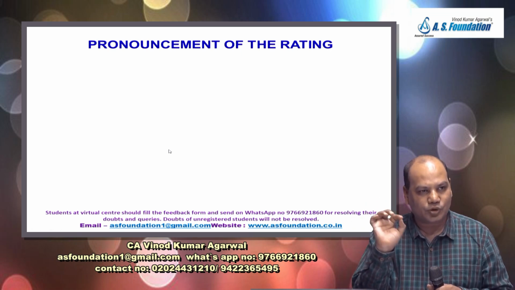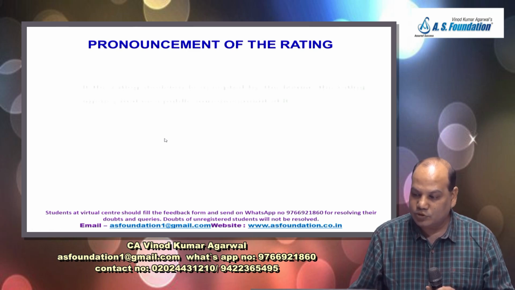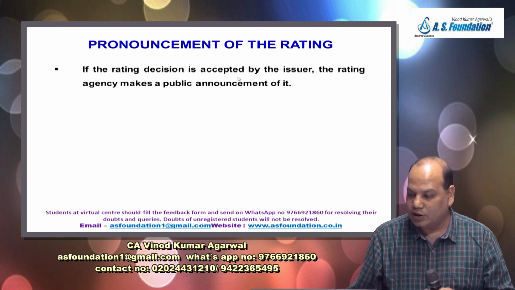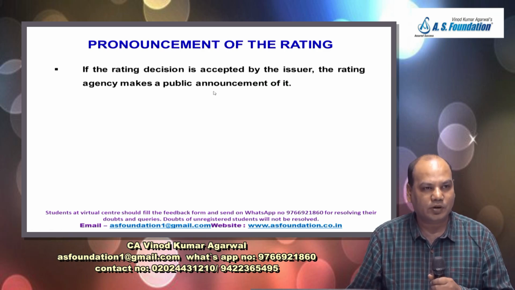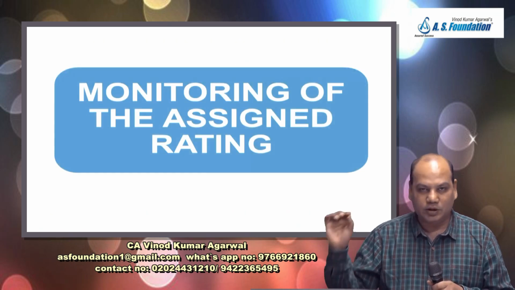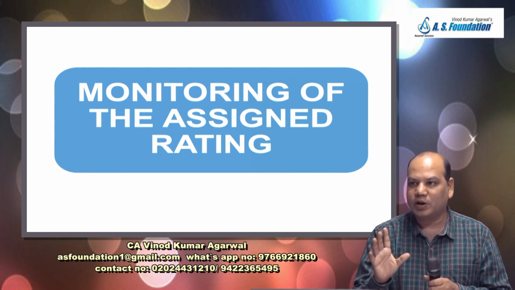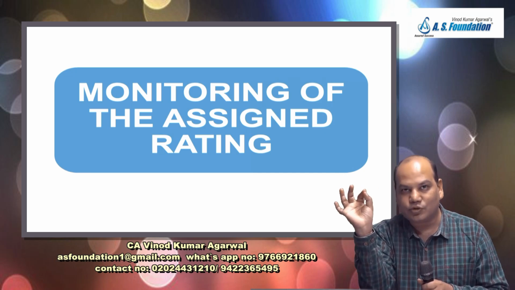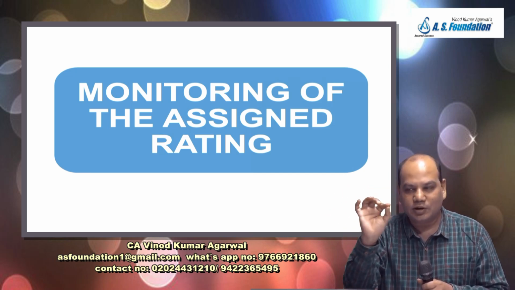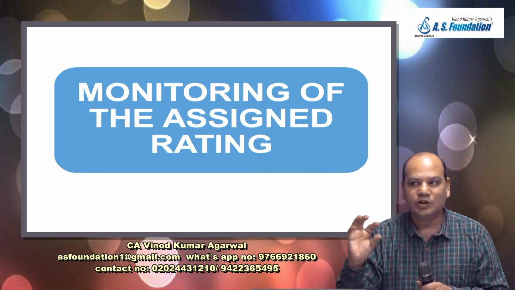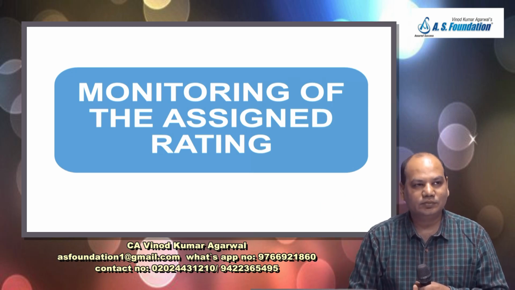If there is an MCQ on this point, pronouncement of the rating: if the rating decision is accepted by the issuer, the rating agency makes a public announcement of it. So now they are going to announce it to the public. They will come out with a prospectus in which they will write, this instrument is credit rated by this company, this is the rating given, this is the meaning of this rating.